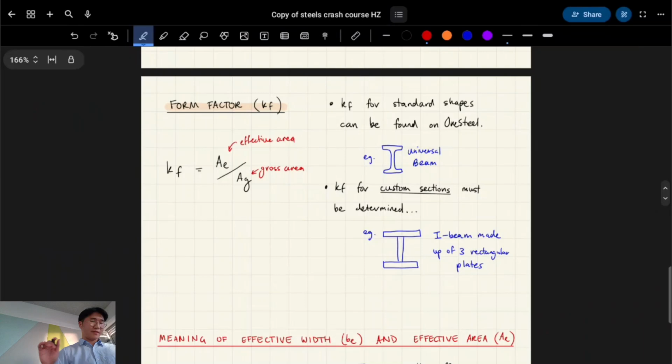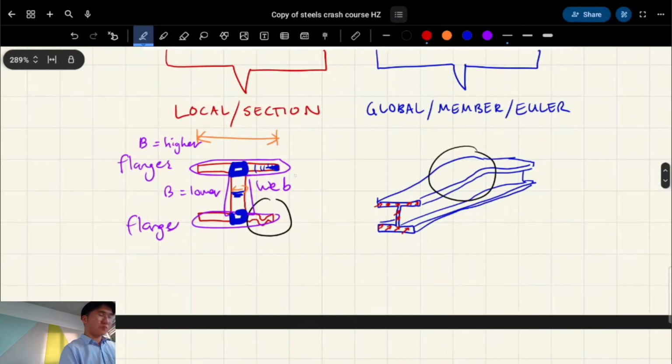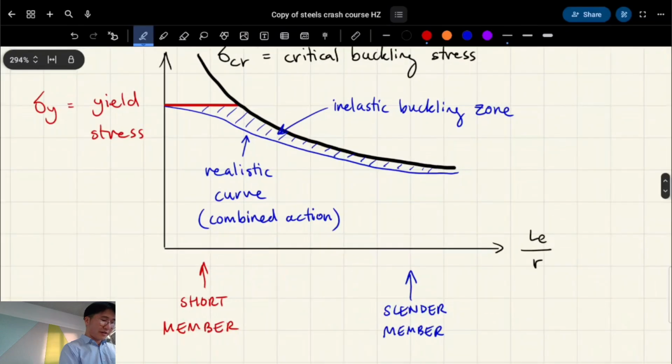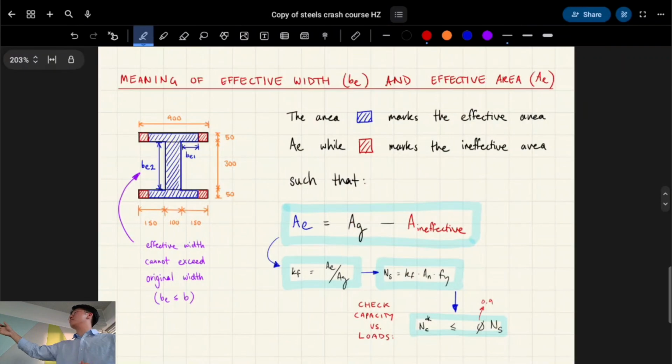Yeah, last thing is I'll quickly talk about form factor. So form factor is essentially what I was talking about with, do you remember the section thing we were talking about? The parts which will locally buckle and the parts which won't. So essentially we're going to consider it in terms of effective area. Effective area is your blue area there, the bits which won't locally buckle, right? And then the red is the ineffective area, so the bits which will buckle locally.